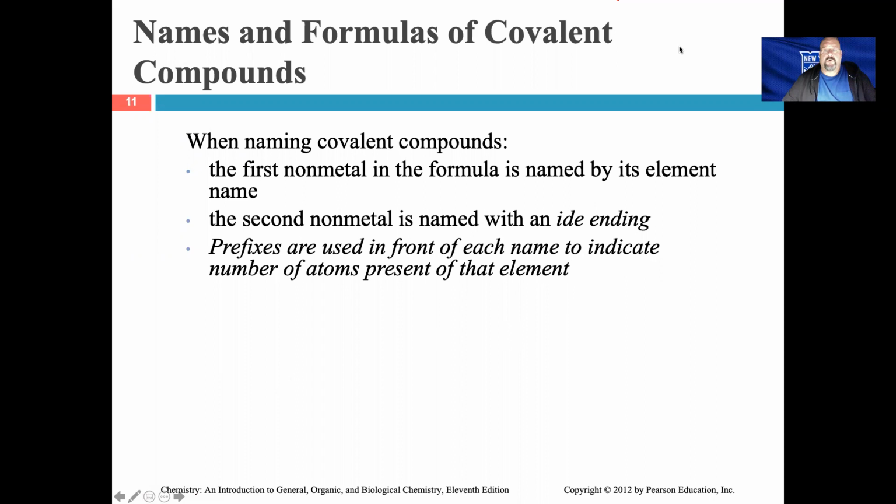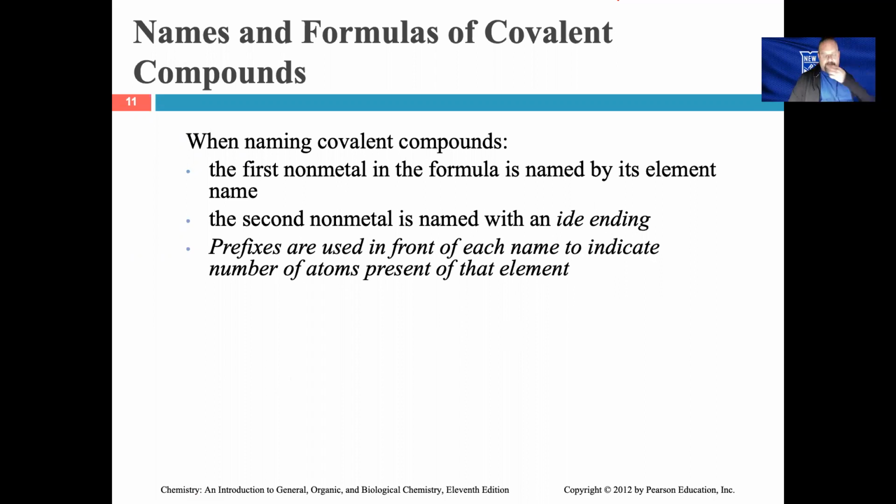Okay, so in this part of the module, we're going to take a look at coming up with the names and coming up with the chemical formulas of covalent compounds. So when naming covalent compounds, the first nonmetal in the formula is named by its element name. And then the second nonmetal is named with an IDE ending.